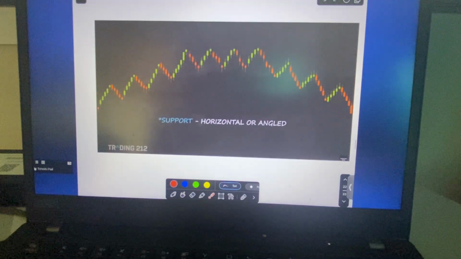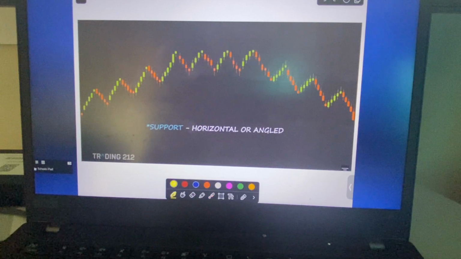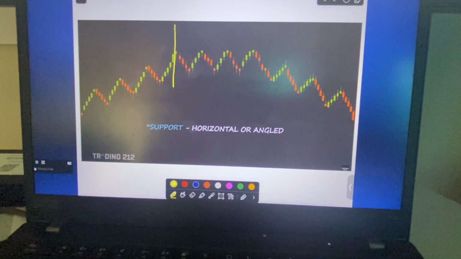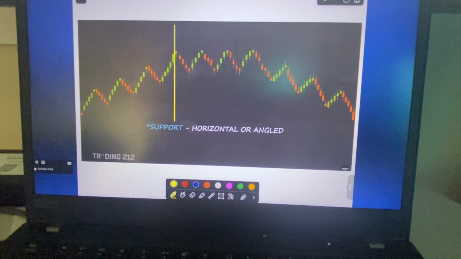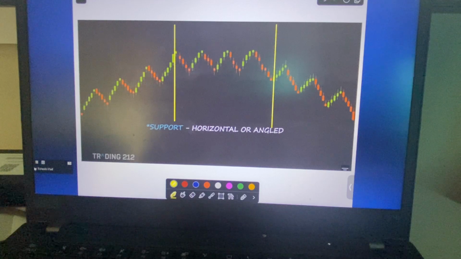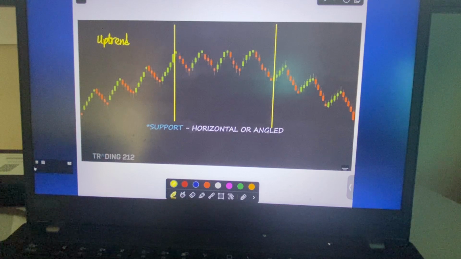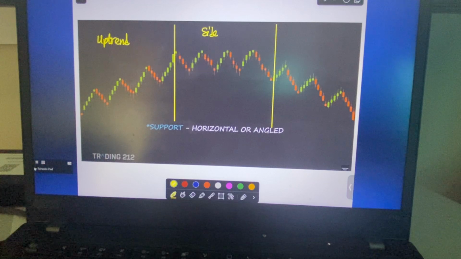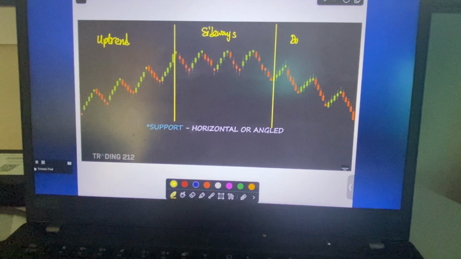We looked at a specific type of support just now, and if I look at this chart here, I can see 3 different zones. One here to the left of that line, and then another one to the right of this line. On the left here, this is in an uptrend. In the middle, this is sideways. And on the right side, this is in a downtrend.